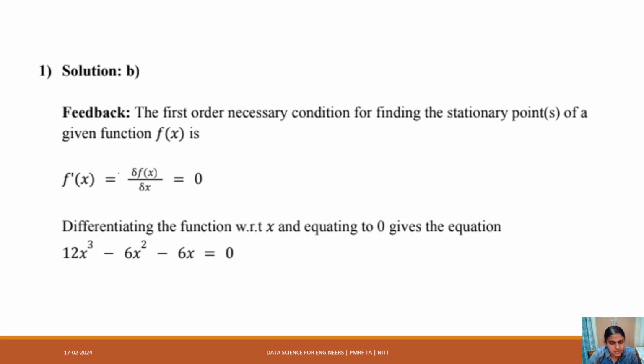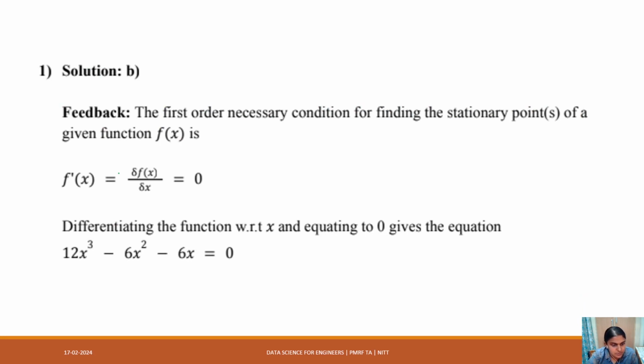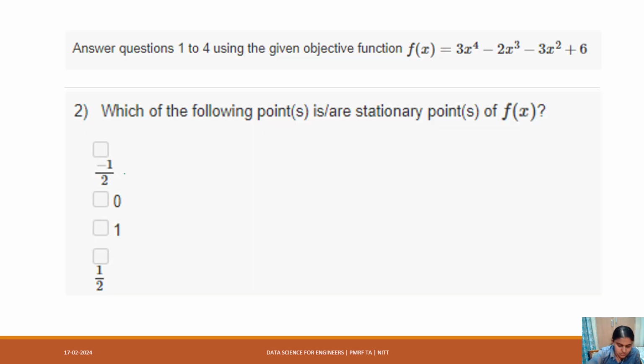Then the same thing I have written here, differentiating with respect to x, you got the equation answer as B. Now same question, f of x equal to this one, which of the following points is or are the stationary points. Okay, so you got this as 12x cube minus 6x square minus 6x equal to 0. You have to solve for this equation, 12x cube minus 6x square minus 6x equal to 0. Sorry, this is not plus, this is minus, I think. Solve for this and tell me the answer.